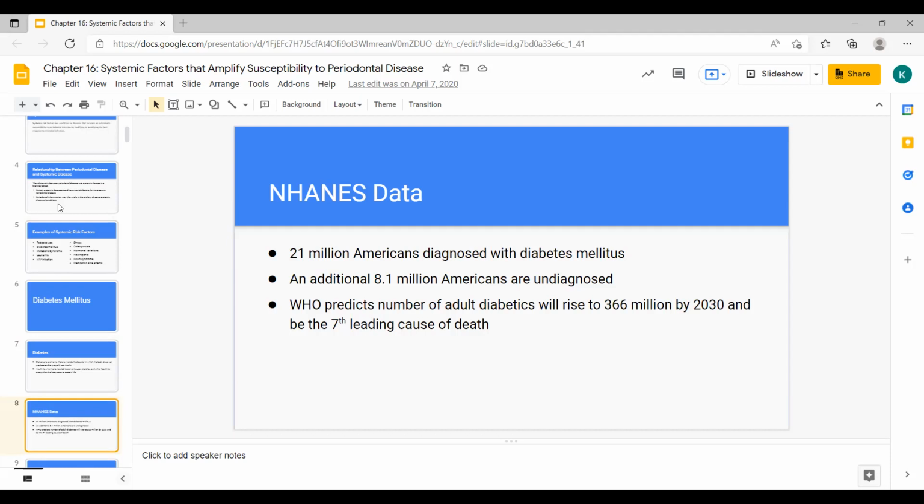Which means better diagnostic tools. Yeah, so you're seeing more people who were undiagnosed be diagnosed, but still, when you're talking about 30 million versus 366 million, that's pretty insane. And it will be the 7th leading cause of death, okay?